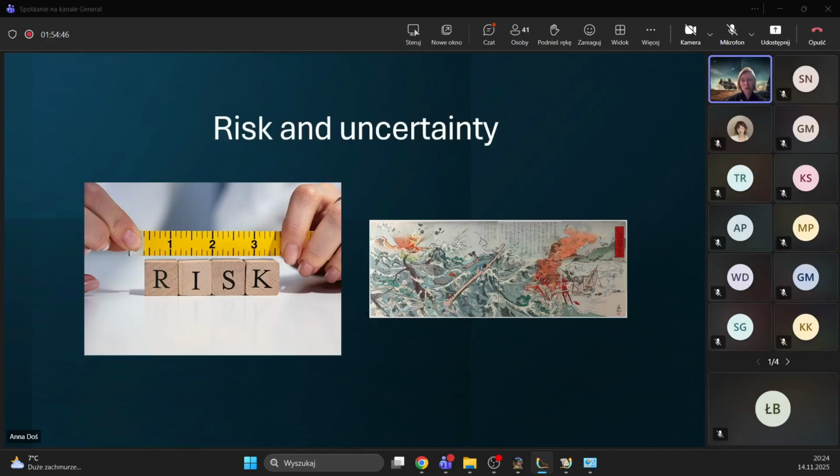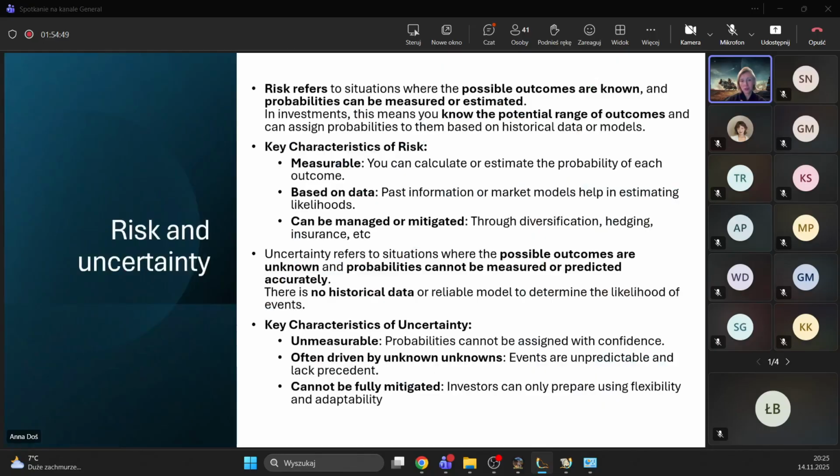There are two different concepts, risk and uncertainty. Risk is a situation where the possible outcomes are known. For example, in terms of investment, it is the increase or the decrease in value of the investment. Moreover, the probabilities of these outcomes can be measured or estimated, so we can get the idea of the potential range of outcomes. So risk is something that is measurable due to the data access, and knowing the risk, the investor can manage it, mitigate it.